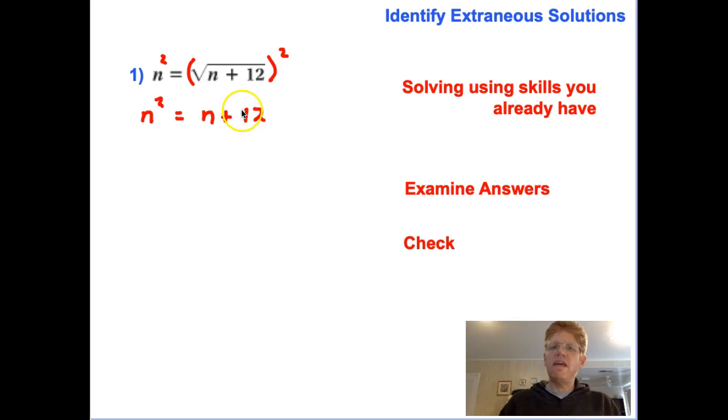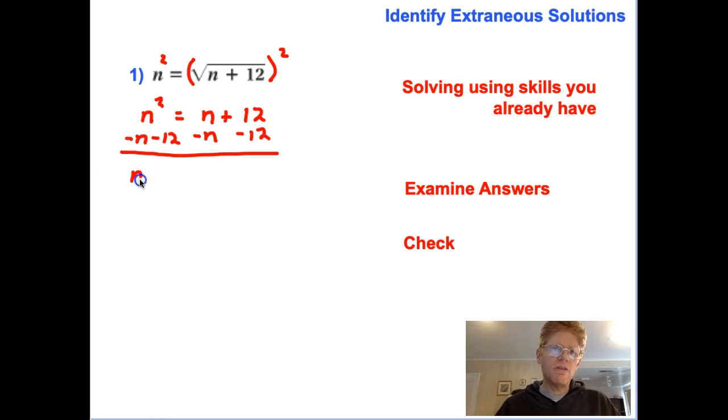And this vaguely resembles a quadratic. So let's go ahead and get all of our terms on one side and 0 on the other side. So we'll subtract n and subtract 12 from both sides. That's going to give us n squared minus n minus 12 is equal to 0, because these cancel out. Now we have a standard quadratic problem. And we'll go ahead and break that down into two factors.